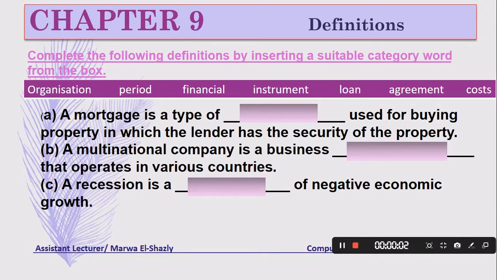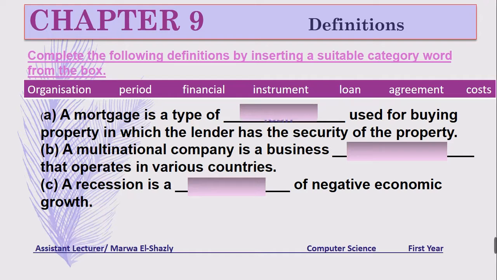A mortgage is a type of loan used for buying property, أو الممتلكات, in which the lender, المقرض, has the security of the property, عنده السند المالي أو الضمان المالي بتاع العقار ده. احنا قلنا ان المورجج هو القرض العقاري أو الرهن العقاري. طيب yes, the answer will be a loan, هو قرض عقاري. تمام. بياخدوا المشتري to buy a property أو يمتلك عقار غالبا.